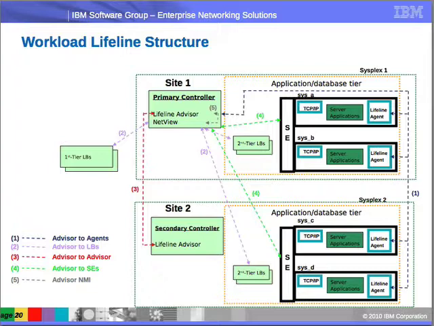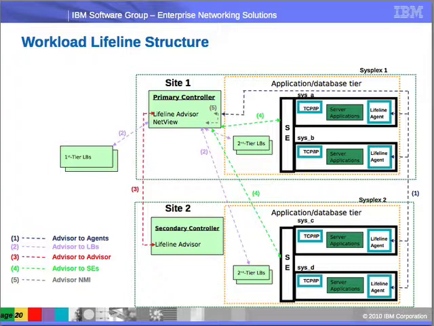For example, it knows which site a workload is active on. In one of our examples for ActiveStandby, I showed one workload could be active on one site and another workload could be active on another site. So the Lifeline advisor maintains a state of where all the workloads are running, whether they're active or not, as well as which site they're running on. It passes all that information over to the Lifeline advisor on the secondary controller.